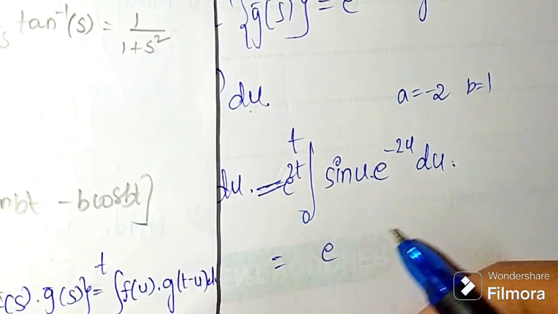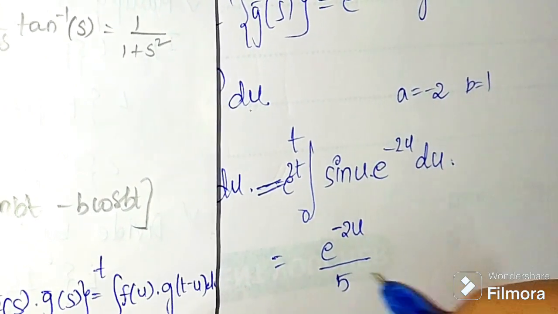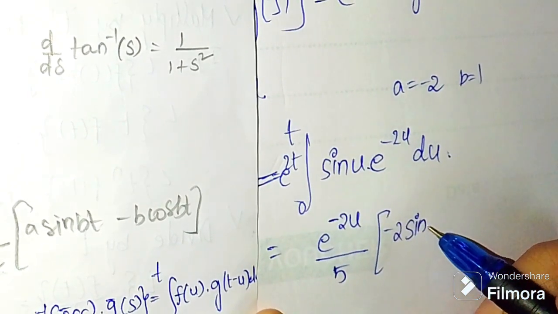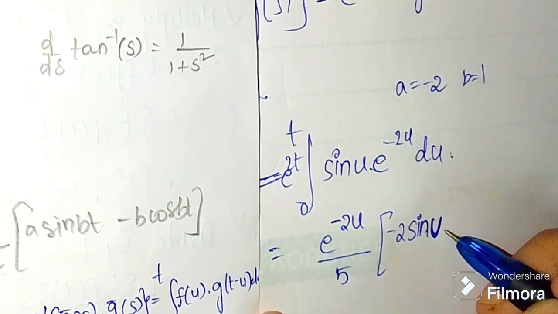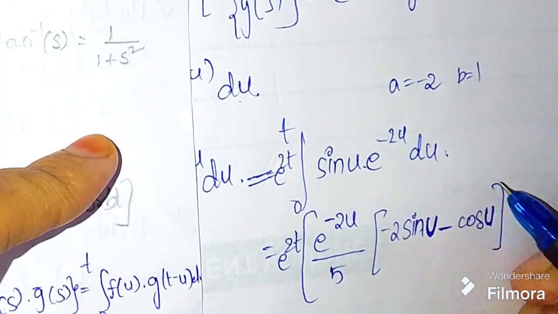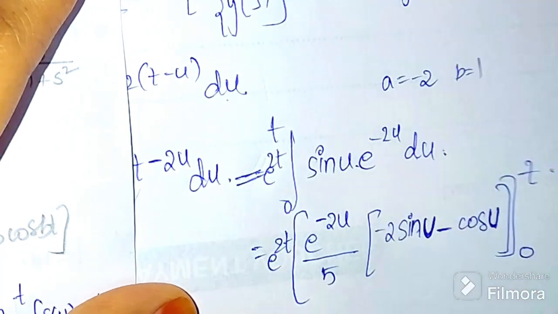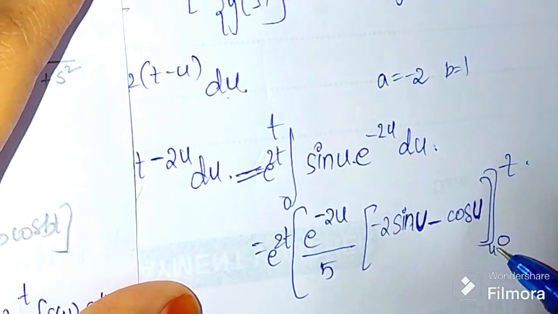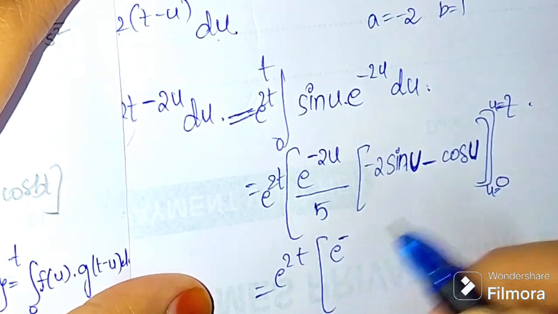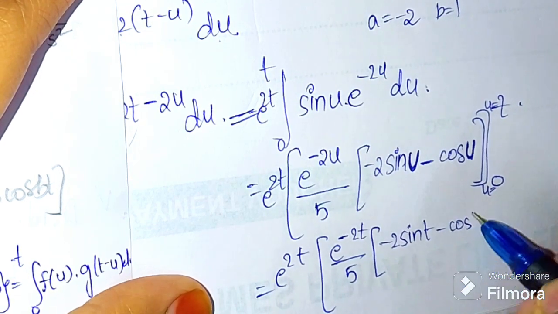So now apply the formula e power at. I should write e power minus 2u by a square plus b square, that means 4 plus 1, 5. Okay, a sin bt, so minus 2 sin u, with respect to u, and minus cos u. That's it. So here the limits are from 0 to t. Now let's substitute in u's place. So I'll get e power 2t, e power minus 2t by 5 into (minus 2 sin t minus cos t).